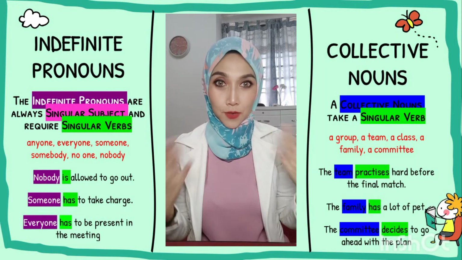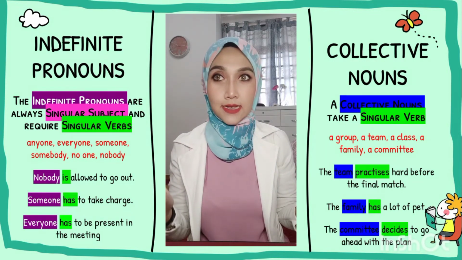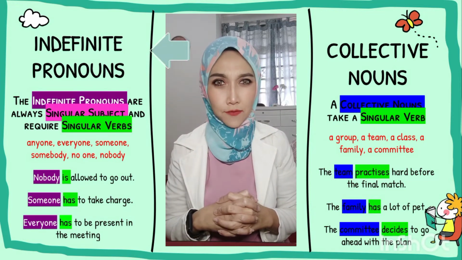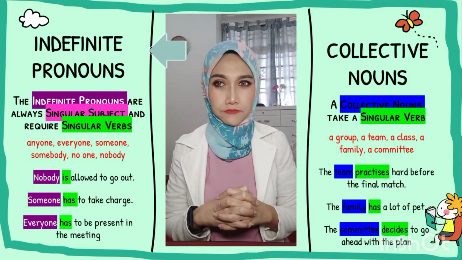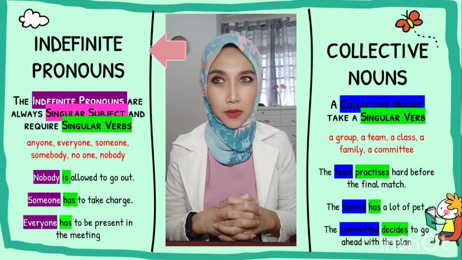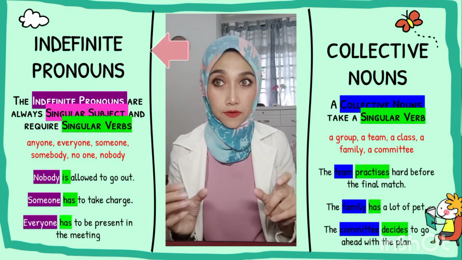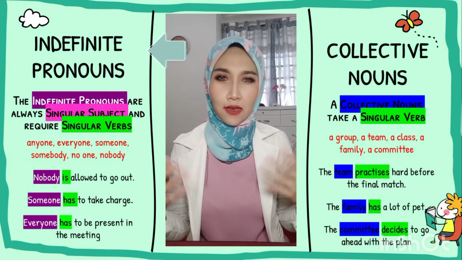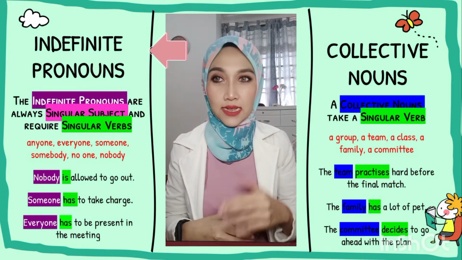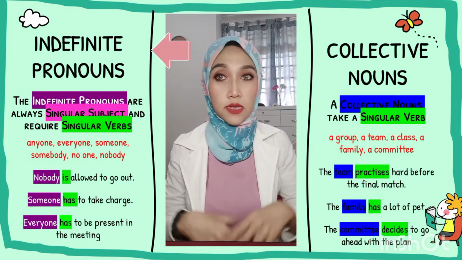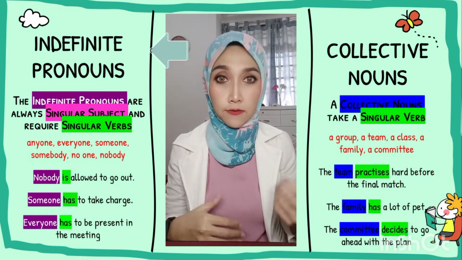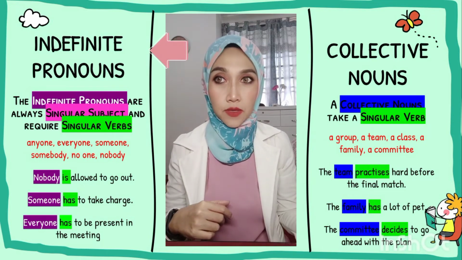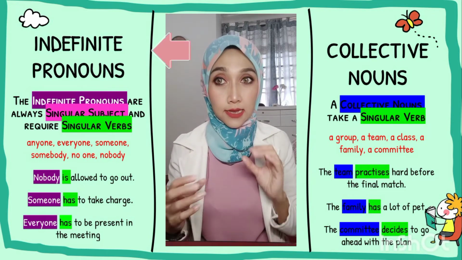Okay, now let's move to these rules. Indefinite pronouns. Have you ever heard about it? Yes, actually. But maybe you're not familiar with the term indefinite pronouns, right? But when I explain, oh, okay, oh, yeah, I know. All right. So, indefinite pronouns are always singular subjects and require singular verbs. Okay, you have to remember these are indefinite pronouns.